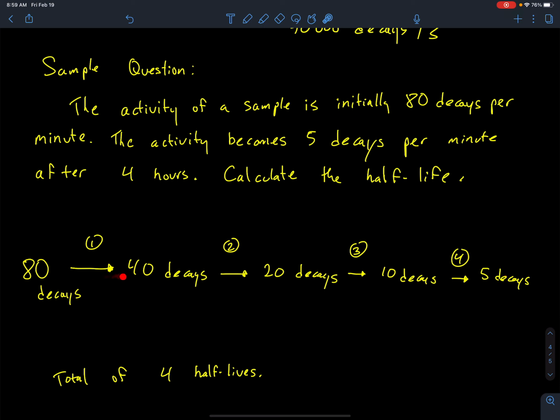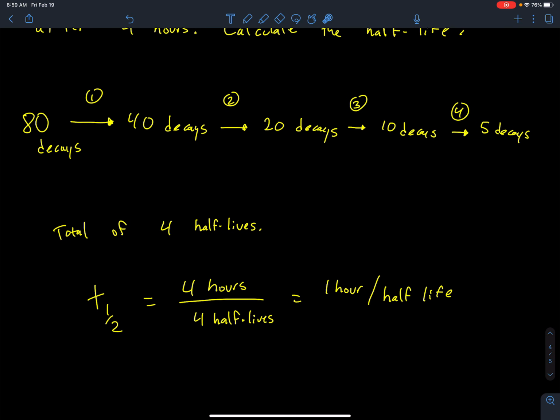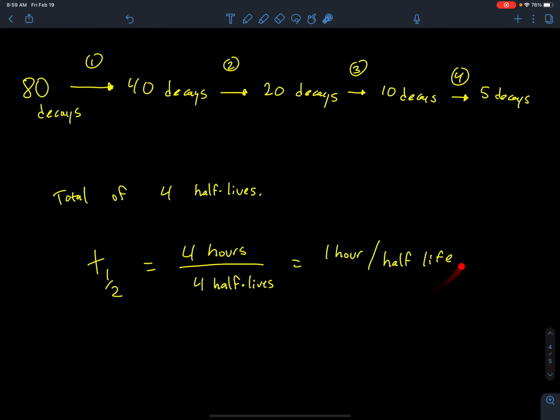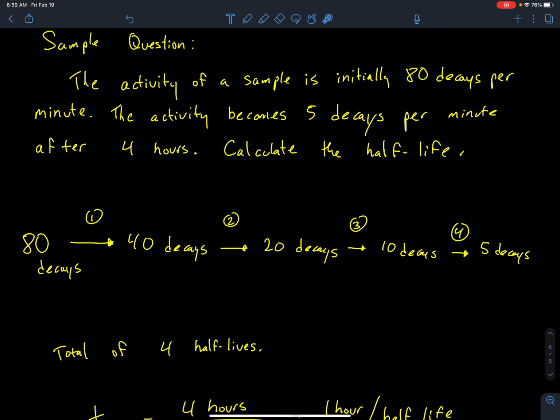So if I tracked the half-lives and I get to my 5 decays per second, I can count the number of half-lives that occurred. 1, 2, 3, 4. So in 4 hours, I had 4 half-lives. So to calculate the half-life, I take 4 hours divided by 4 half-lives. That means I have 1 hour per half-life. So that's how they can give you a word problem where you have to work out what the half-life of that radioactive substance is.